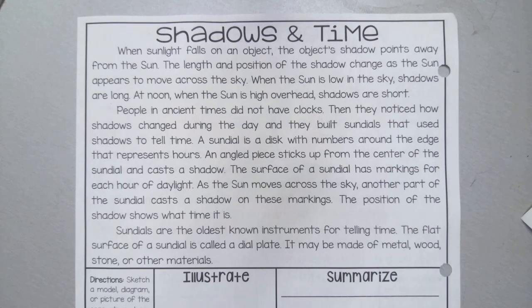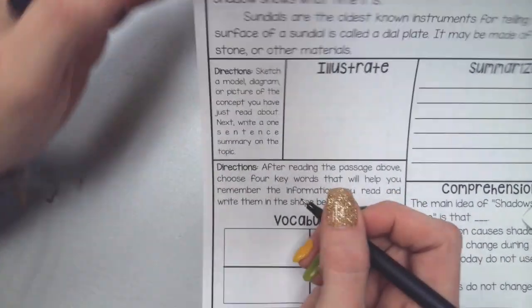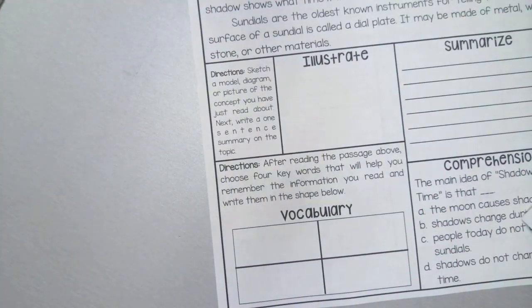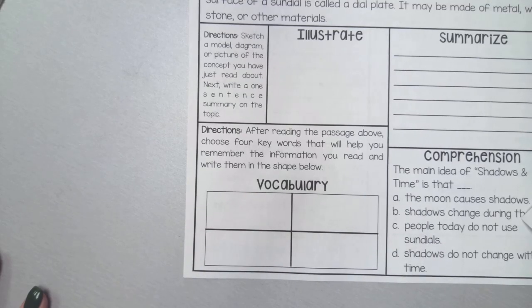3, 2, 1. All right, Michael, tell me a word that you chose. I chose falls, at the beginning. Okay, how would that help you understand? They said when sunlight falls on an object, the object's shadow points away from the sun. Okay, because sunlight falls on it and it makes it shine. I like that. I like your train of thought there.